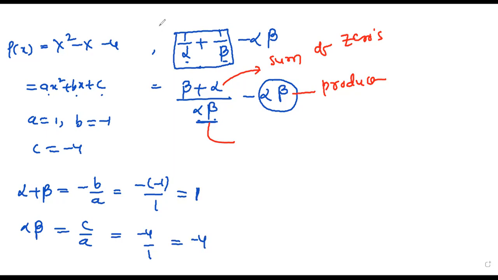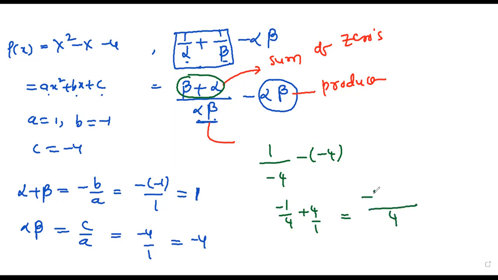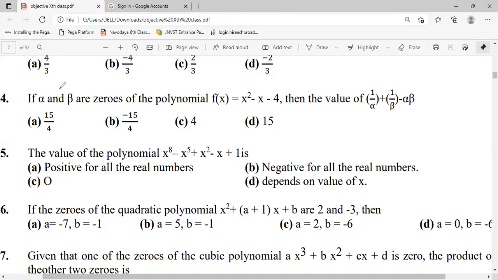Now if you substitute in this place, what is the sum of zeros we got? 1. What is the product of zeros we got? Minus 4, and minus of this is plus 4. That will become minus 1 by 4, minus into minus plus 4. If you do the LCM, you will get LCM is 4. This is minus 1 plus 16, because the LCM is 4, you have to multiply 4 and 4 here. So minus 1, 4 4s are 16. So 15 by 4 is our answer.